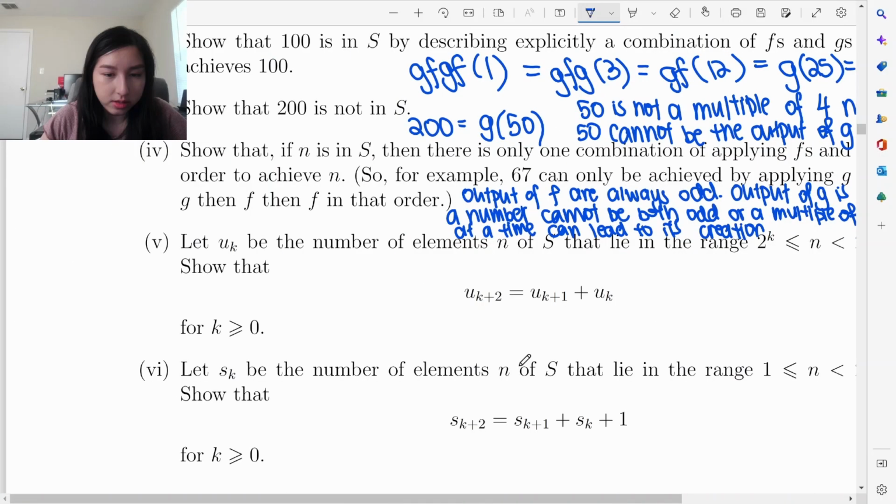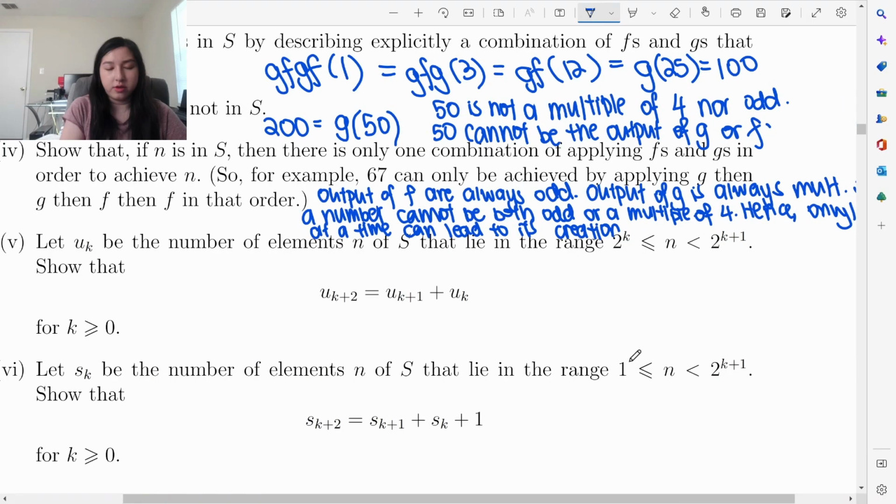Let's look at this. You count the number of elements n of S that lie in the range 2^k. There is not enough space here. Do I have space? Do they put it somewhere here? Is this where I'm supposed to write everything? It's just all blank. Okay, yep, I guess I was supposed to write here. Alright.